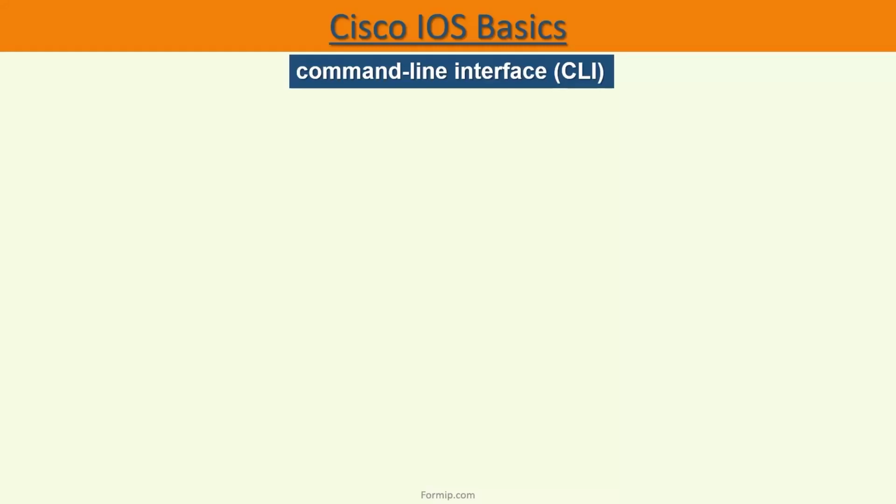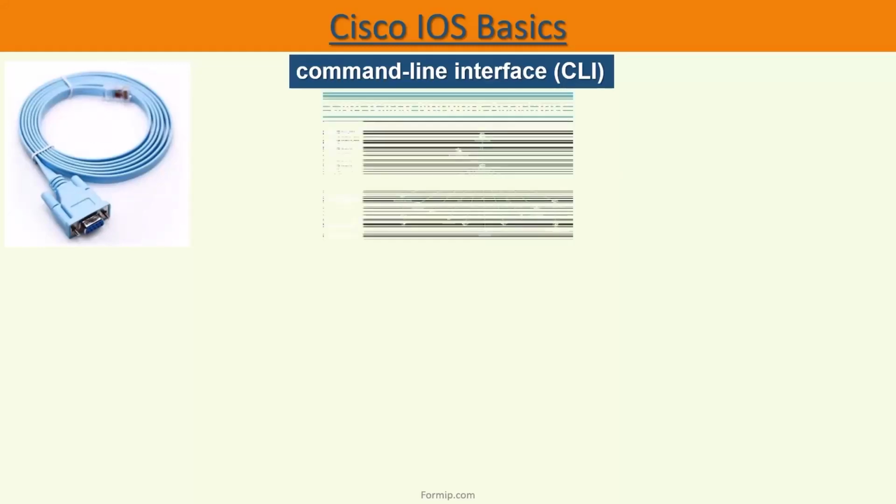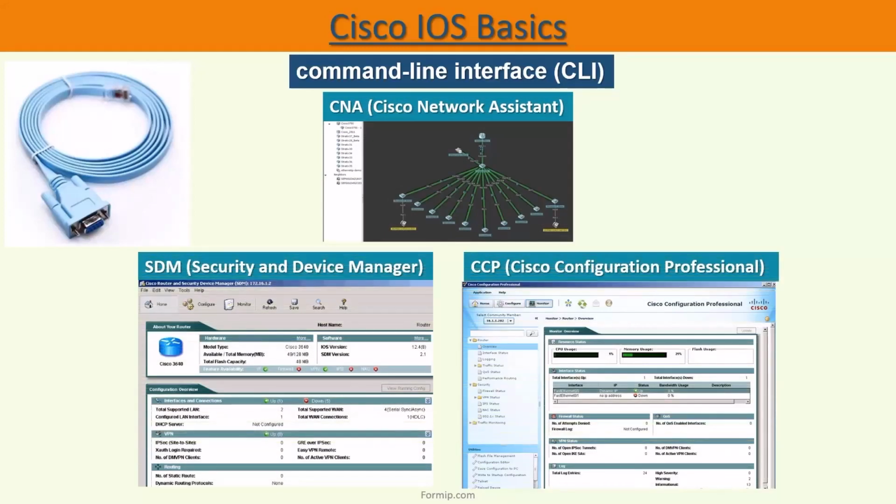The CLI can be accessed using a console cable or remotely using the Telnet or SSH protocol. Cisco also offers a graphical interface. For this, there is SDM, or CCP, for routers. SDM was the first version of the graphical interface, but now it has been replaced by CCP. Since the Cisco update of the CCNA in 2013, graphical interfaces have been completely removed from the CCNA program. That's why we'll only see the CLI configuration.